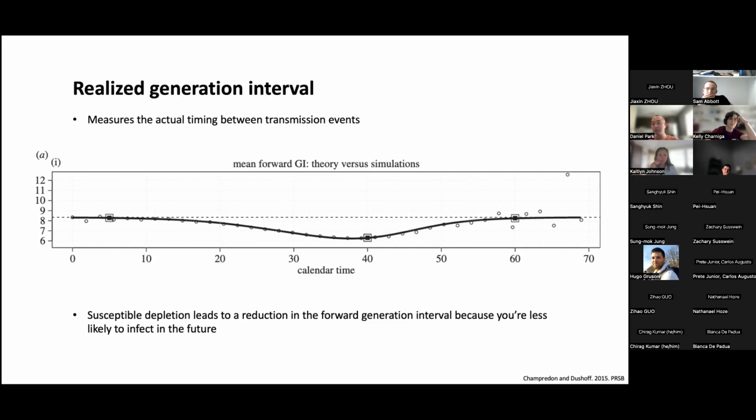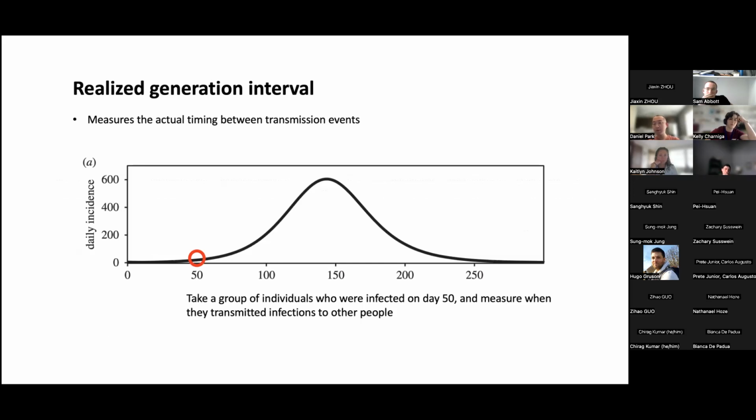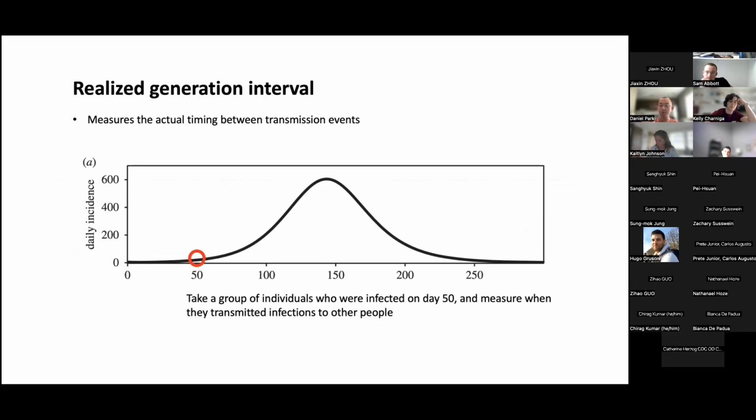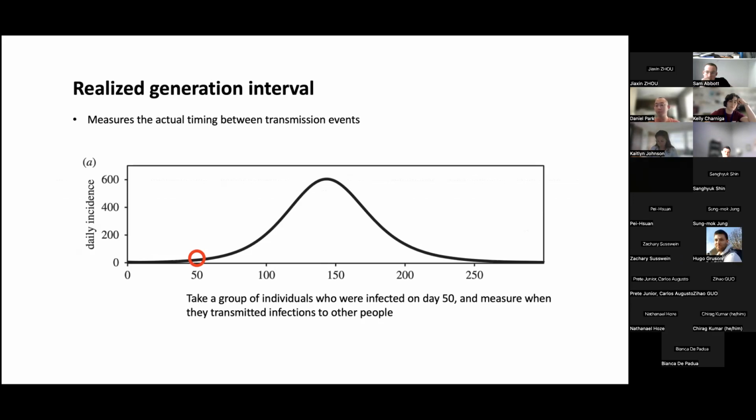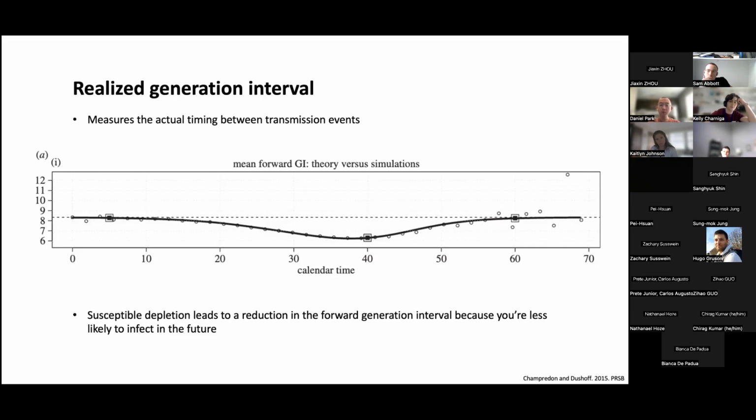And this now allows us to quantify how generation intervals are changing across time. We can take a group of individuals who were infected at different time points and look forward in time. For a very typical outbreak trajectory like this, we usually see that the forward generation interval decreases or contracts over time. The reason, in this case, is susceptible depletion. As the susceptible pool goes down, you're less likely to infect in the future. So let's say I'm infected right now and the susceptible pool is going down.